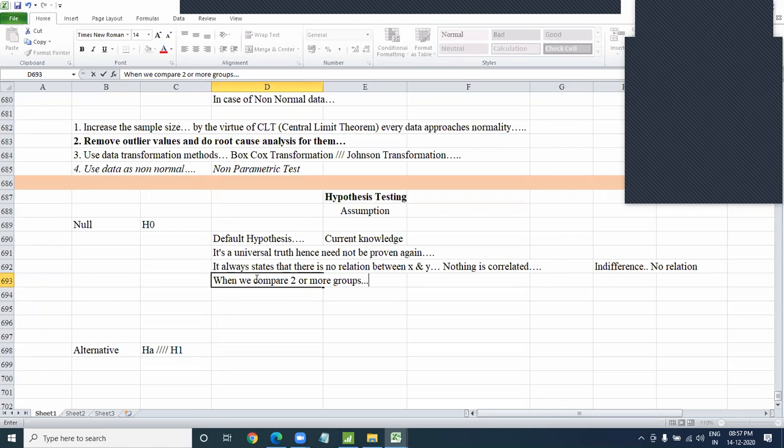When we compare two or more groups, as per null, every group is the same. There is no difference.